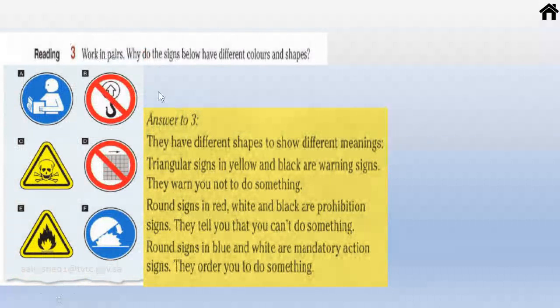Okay, look at number 3. Why do the signs below have different colors? As you can see, we have blue, we have red, that crossed a symbol. We have yellow, and we have also different shapes. We have a circle, we have a triangle. Why do we have these differences? All of these have different shapes. So these are shapes.